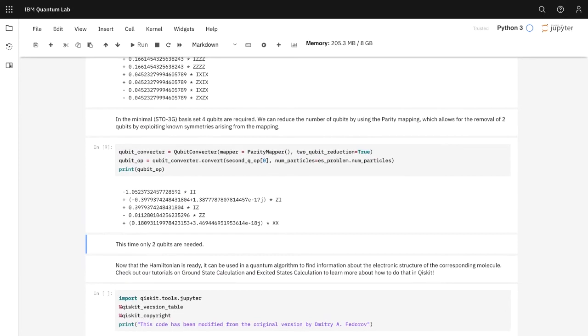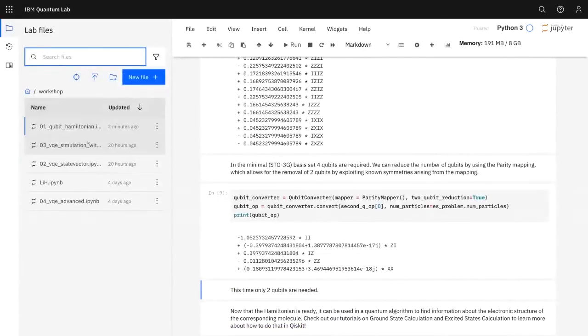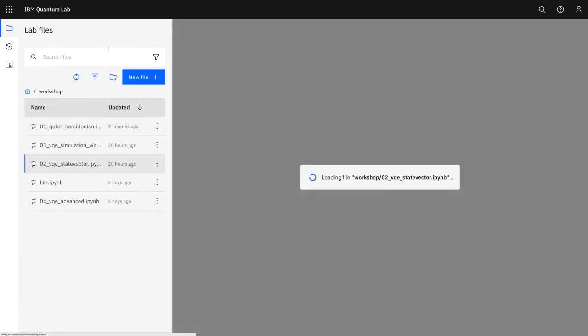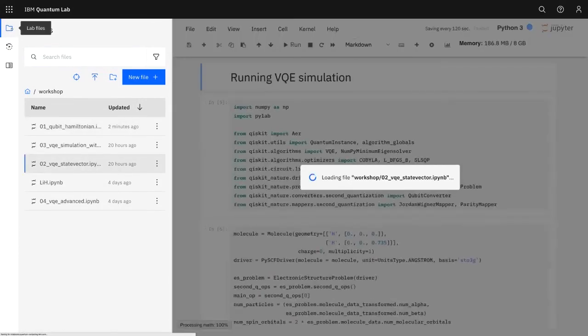Are there any questions? No questions. All right, so if we are good here with this short notebook, I'll continue with the VQE.